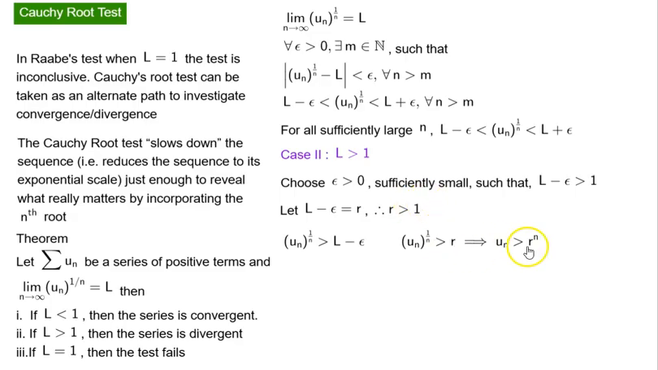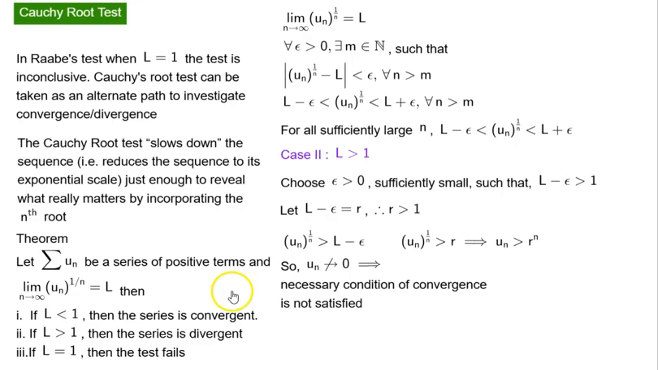Since R is greater than 1, R to the power of n is divergent. And U sub n is greater than every term of the sequence R to the power of n. So, which means U sub n does not go to 0, which implies the necessary condition of convergence is not satisfied. So, since the necessary condition itself is not satisfied, we can say that the series is divergent.